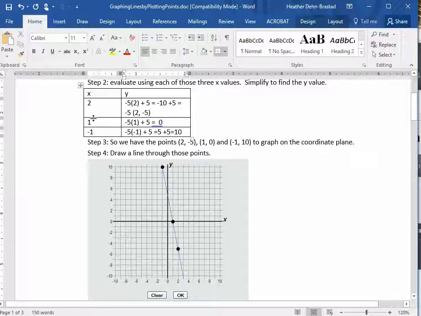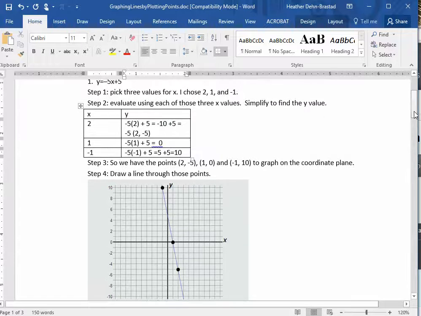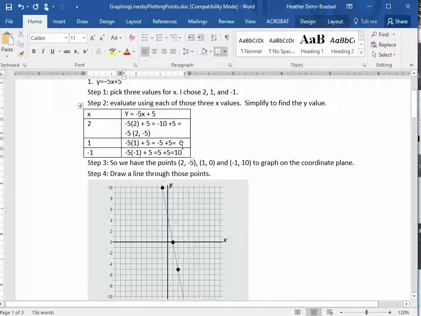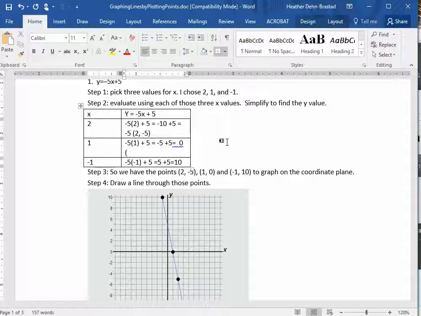Now to get my second point, I'm letting x be 1. So my equation again was that y is equal to -5x plus 5. So now I'm going to let x be 1. So I go -5 times 1 plus 5, and that's equal to, well, let's see, -5 times 1 is -5 plus another 5, and -5 plus 5 is 0. So my next point is going to be at x equals 1, y equals 0.